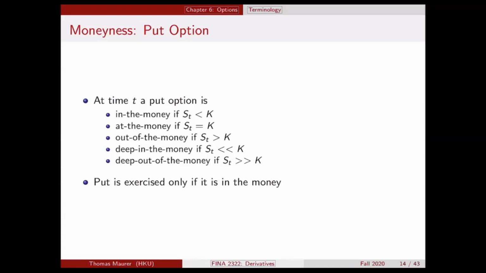And we call the put option out of the money if the price of the underlying is larger than the strike price. So in these cases, you definitely do not want to deliver that underlying asset, which is worth S, and only receive the strike price K. Deep in and out of the money, again, here we just consider a large difference between the strike price and the underlying asset S. A put option is only exercised at the maturity date if it is in the money, so that you receive a relatively high fixed strike price compared to the underlying which you're going to deliver.